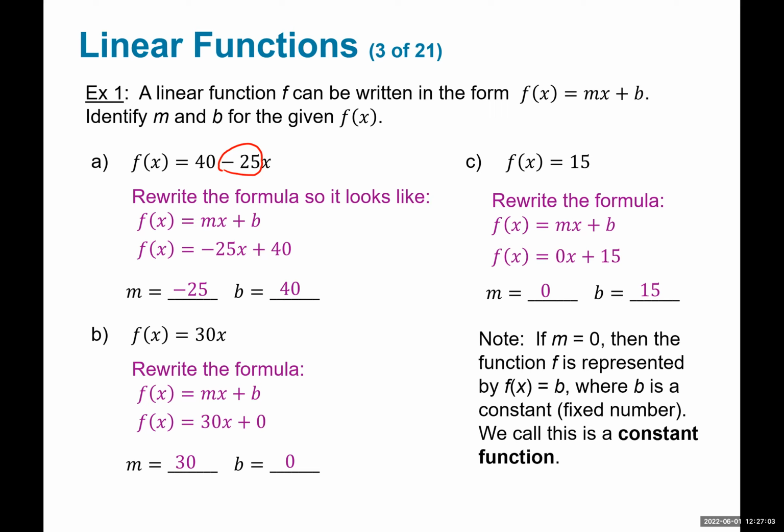No, if M is 0, so we just have B, then we call that a constant function. It ain't moving. It doesn't have a rate of change. It's 15 all the time. So no matter what X is, Y is always 15. So on our graph, we basically have a line at Y equals 15. The output is always 15, no matter what our X is, because our slope is 0. Okay.